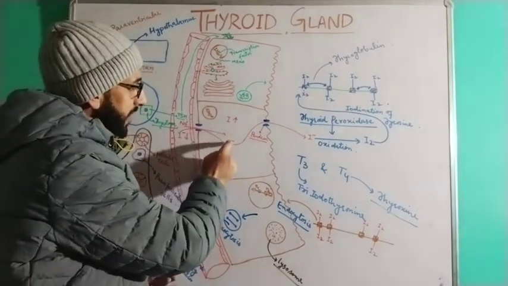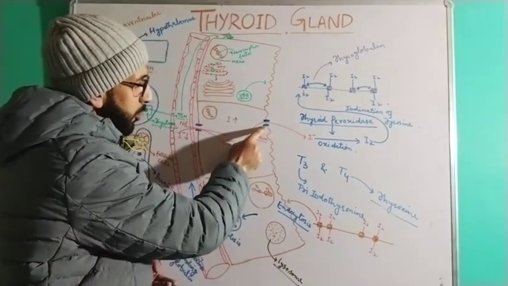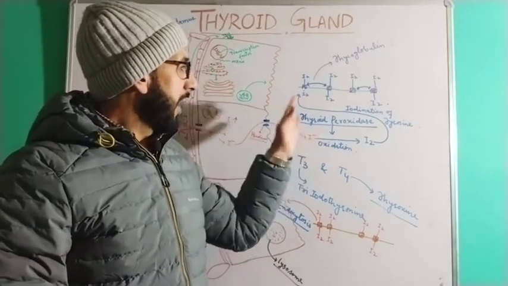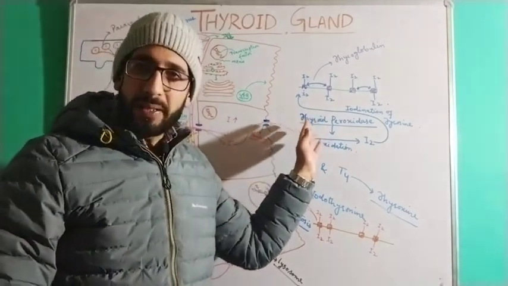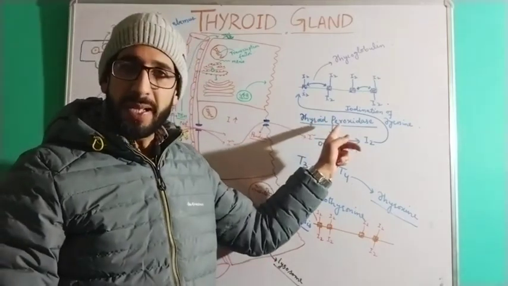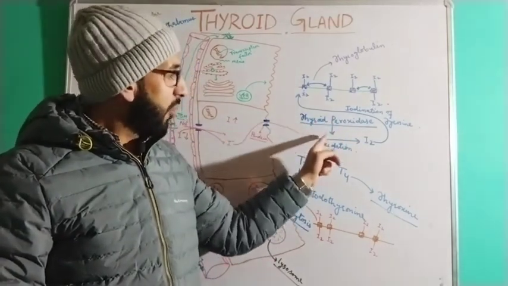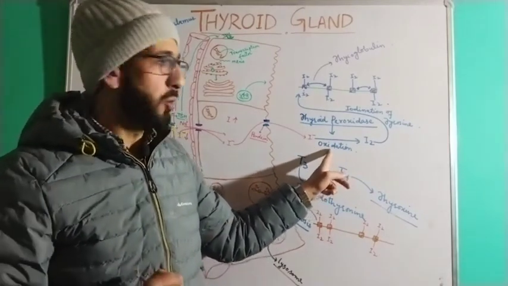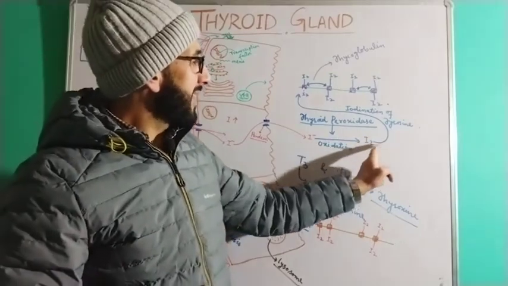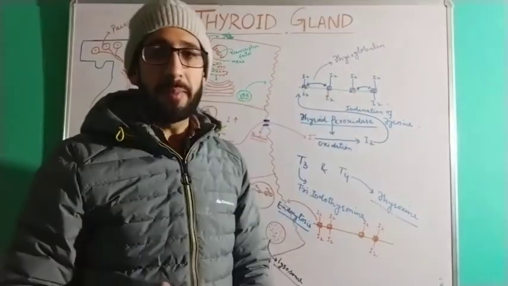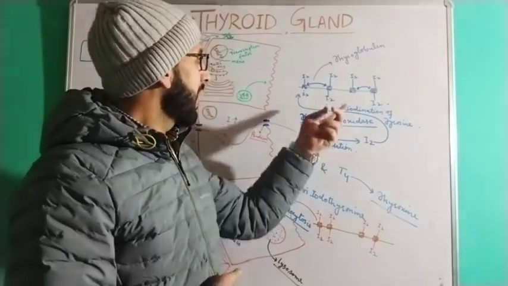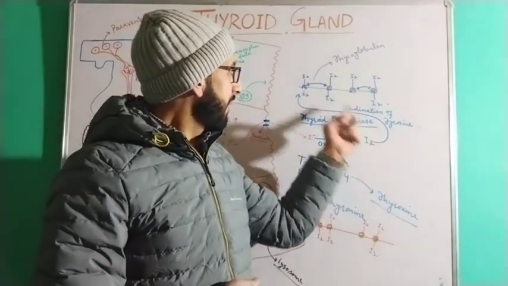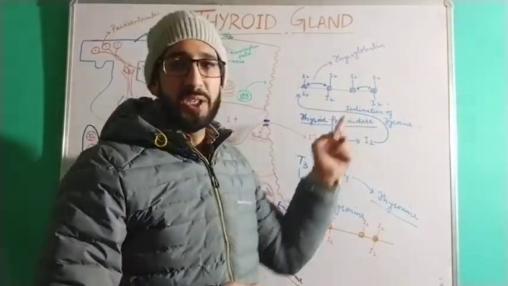Now iodide is transported into the lumen through a transporter protein called pendrin. Now, on this iodide an enzyme acts, which is called thyroid peroxidase. Thyroid peroxidase is involved in a process called oxidation of iodide. That means iodide is converted into iodine. And now, this iodine is taken and bound with these tyrosine amino acids, again by the same enzyme called thyroid peroxidase. And this binding of iodine with the tyrosine is called iodination of tyrosine.